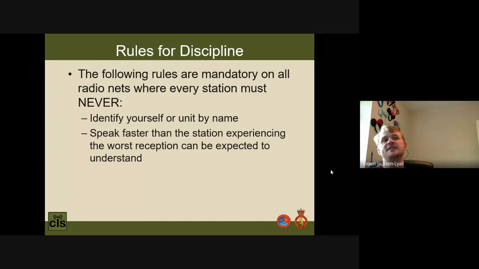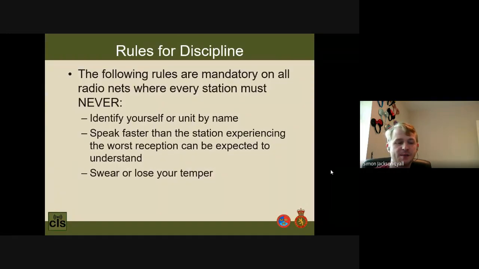Speak faster than the station experiencing the worst reception can be expected to understand. So again, it's about being aware of everyone else on the net and adjusting your transmission so that everyone can understand. Swear or lose your temper, and this one's actually quite a challenge sometimes, especially if you're doing more complex VP and you mess it up. It can be tempting, and you've got to be really careful to make sure you stay calm on the net.